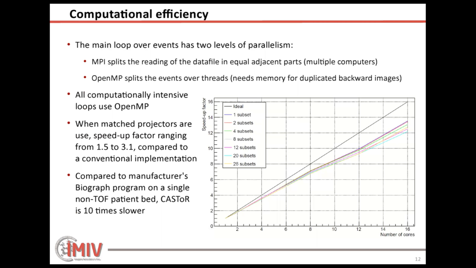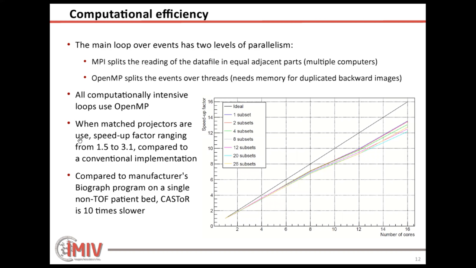So about the computational efficiency, as I said, the main loop over events has two levels of parallelism. We use MPI to split the reading of the data file into equal adjacent parts that are distributed over computers. You can also use MPI inside a single computer, but it makes no sense. Its design is for when you want to split the computation over multiple computers. And then OpenMP for the multi-thread implementation, which just distributes the events over the threads. However, with multi-threading, the current implementation uses duplicated backward images so that it is thread safe. So it needs more memory. And all other computationally intensive loops also use OpenMP, because it's quite simple to use.